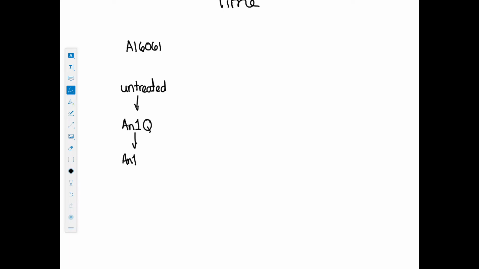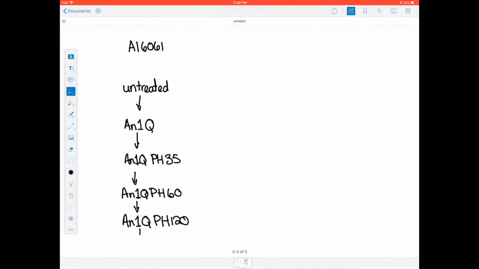Then we have the annealed 1 hour quenched and precipitate hardened for 35 minutes. We have same thing but precipitate hardened for 60 minutes. Same thing, precipitate hardened for 2 hours, so 120 minutes. And then our last sample is same thing, but precipitate hardened for 3 hours, so 180 minutes.